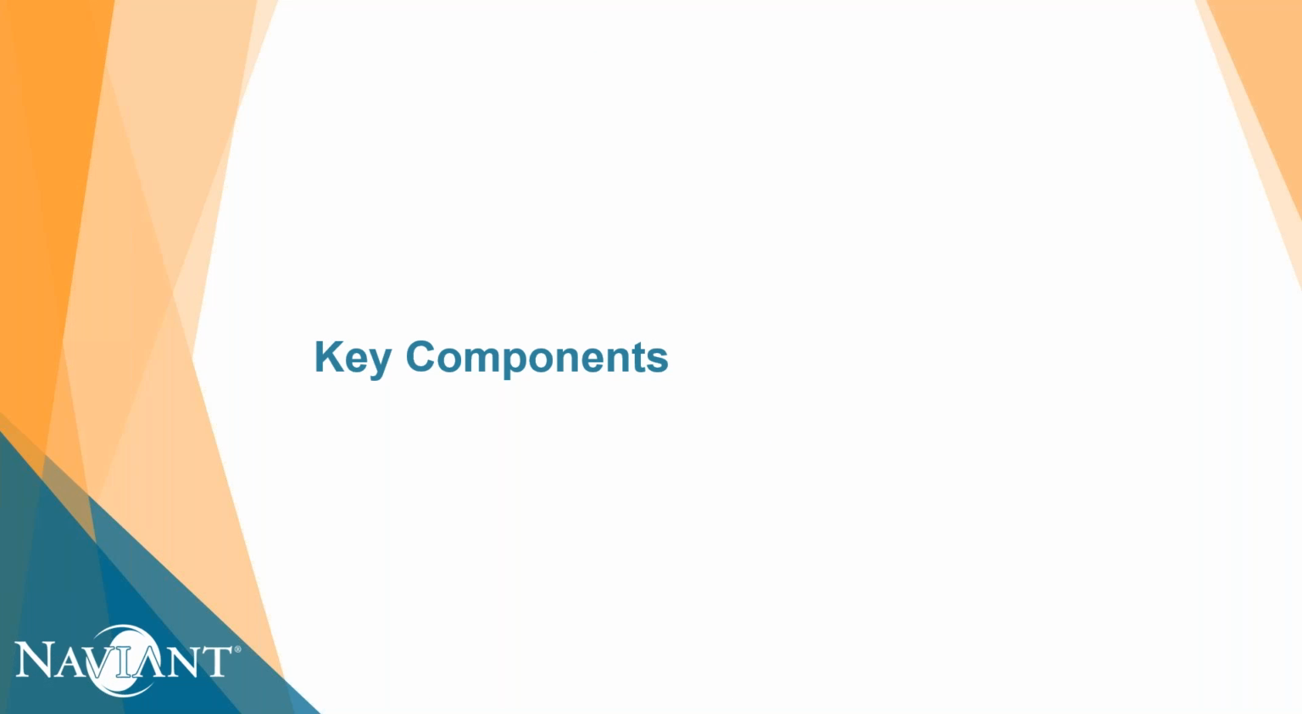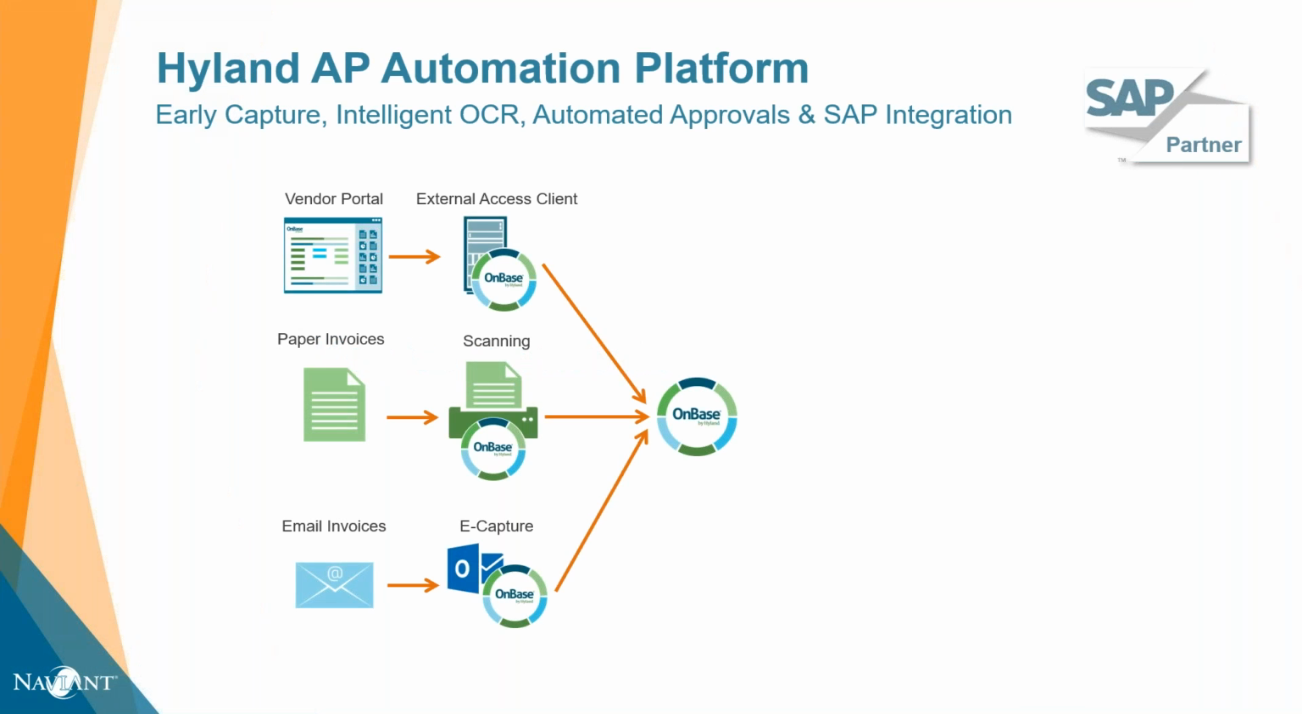So there are so many capabilities in OnBase, but today we're going to keep this focused on the common capabilities of AP automation. This is a high-level example, and we'll drill into this further in a moment, of a fully optimized SAP integrated accounts payable solution.